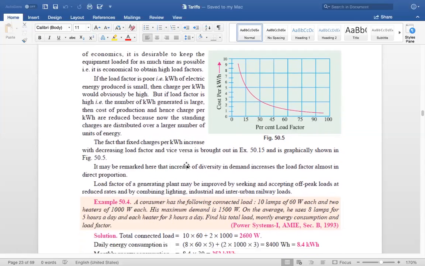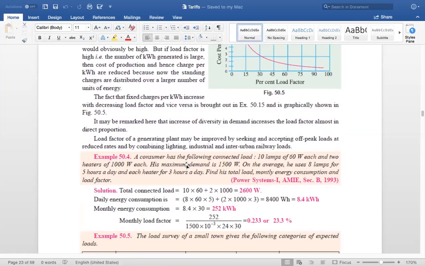So let's look at an example. A consumer has the following connected load: 10 lamps of 60 watt each and 2 heaters of 1,000 watt each. His maximum demand is 1,500 watt. On average, he uses 8 lamps for 5 hours each day and each heater for 3 hours a day. So we have to find the total load, the monthly energy consumption, and the load factor.